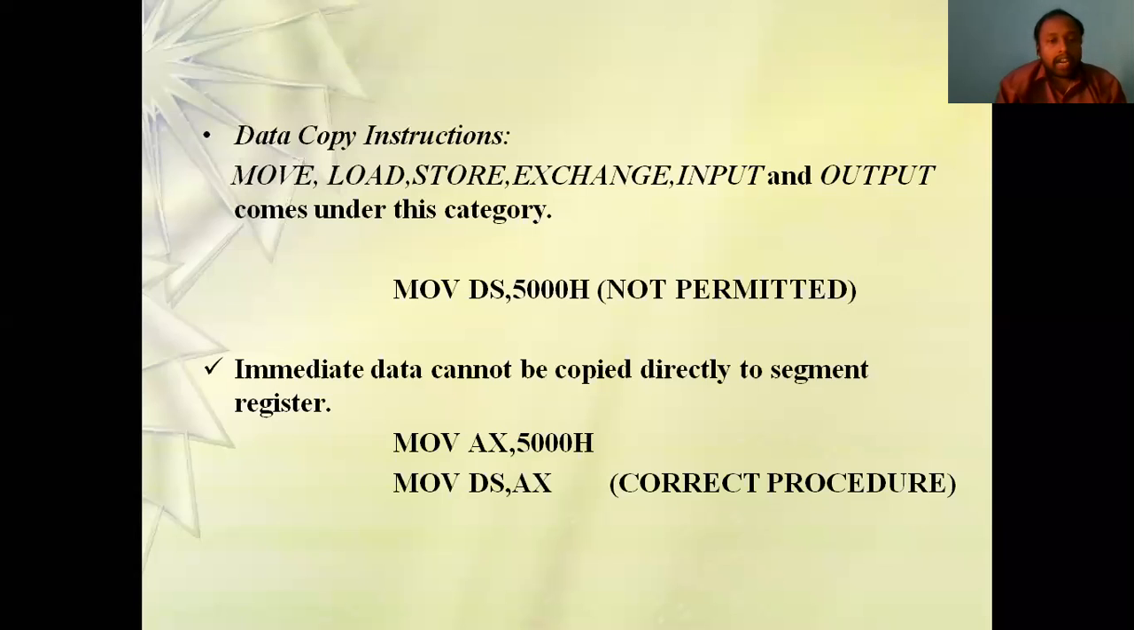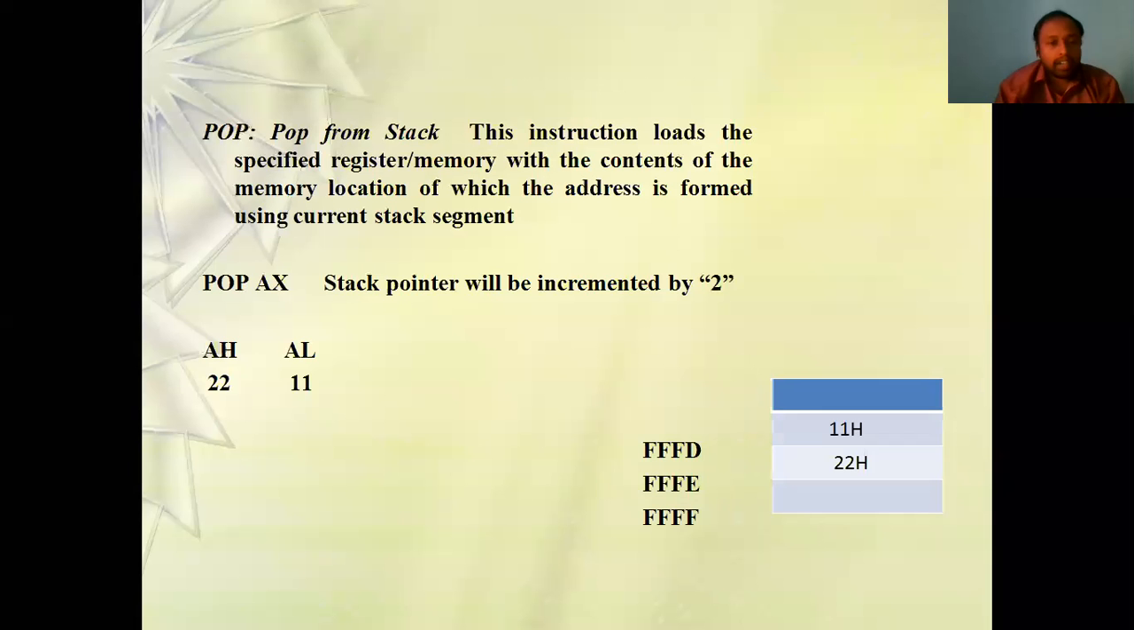So this is the data copy instruction set. You use move, like moving the value 5000H to DS. It is not permitted, it is not the correct way. You cannot directly load values into the data segment register, right? So this is the pop instruction set.